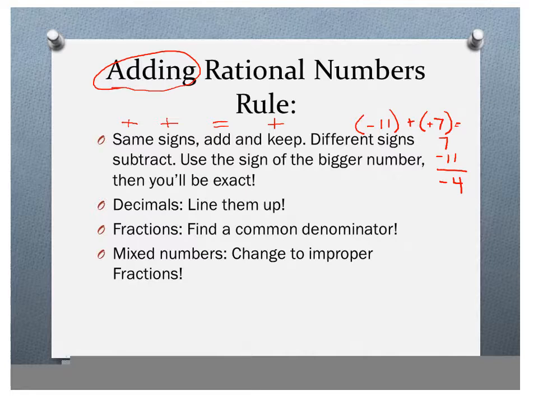Okay. If you're adding decimals, you need to line them up. So 0.07 and 0.4, make sure these decimals are lined right up, and then in your answer as well. If you're using fractions, you need to find a common denominator. So you can't add a half and a third. You cannot, until you've converted them both to something with a common denominator.